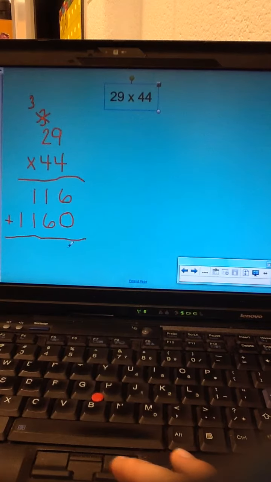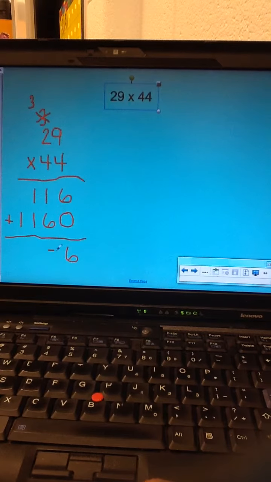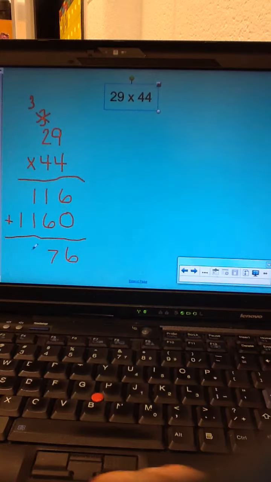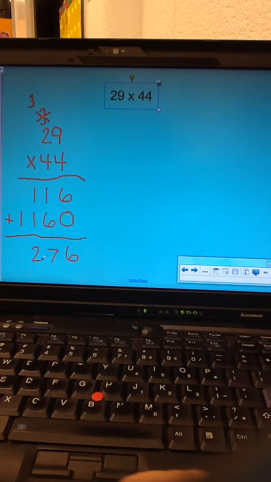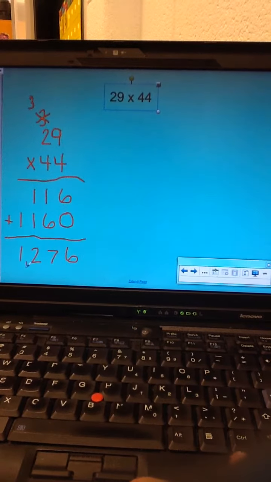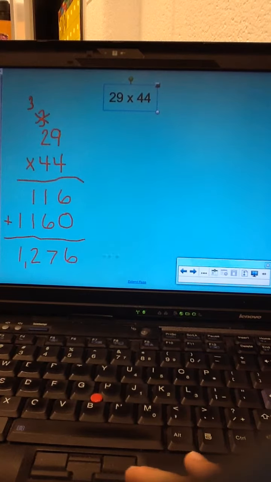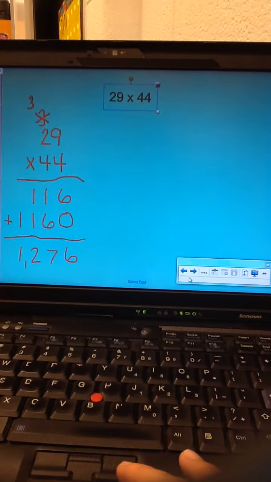Hopefully you said 6 plus 0 is 6. 1 plus 6 is 7. 1 plus 1 is 2. And 1 plus nothing is 1. So your answer to 29 times 44 is 1,276. Next problem.